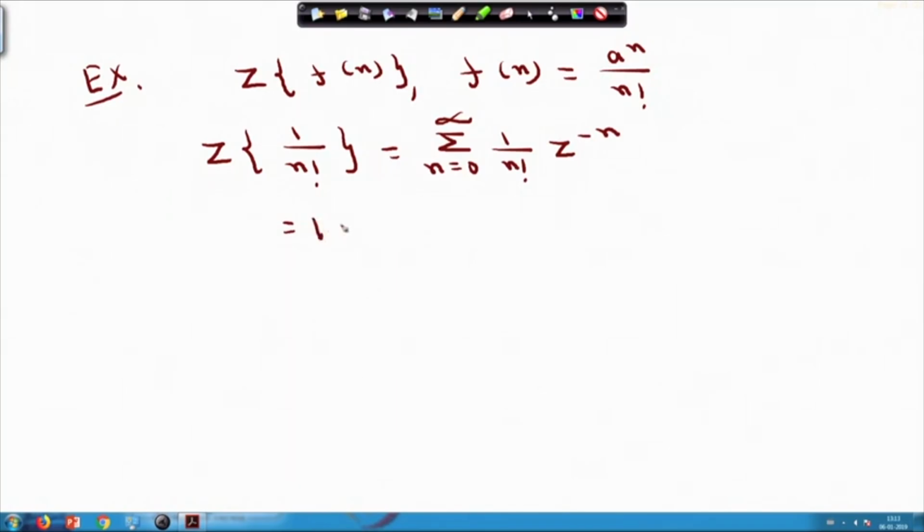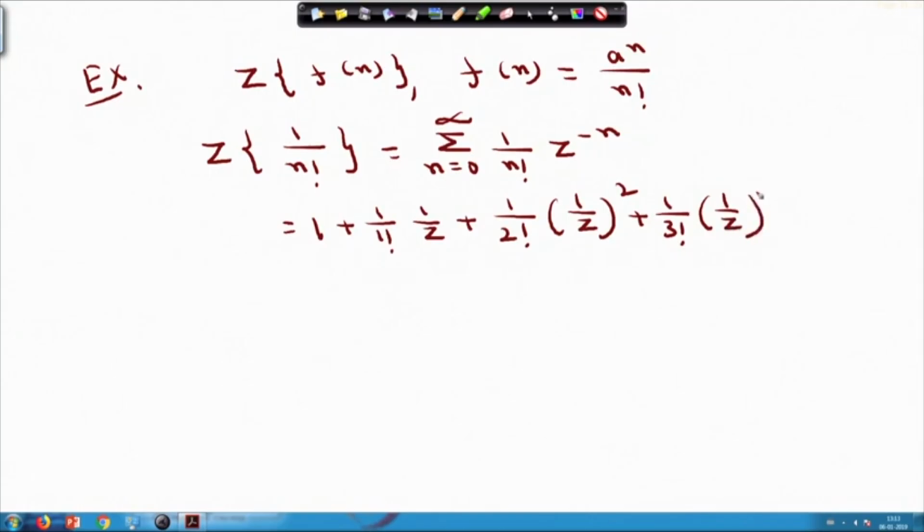If I expand the series, I will obtain 1 plus 1 by factorial 1 into 1 by z, plus 1 by factorial 2 into (1 by z) whole square, plus 1 by factorial 3 into (1 by z) whole cube, and it will continue like this. If you see closely, this series is nothing but e power 1 by z. If I make the expansion of e power 1 by z, I will obtain this series. This equals capital F(z), say.